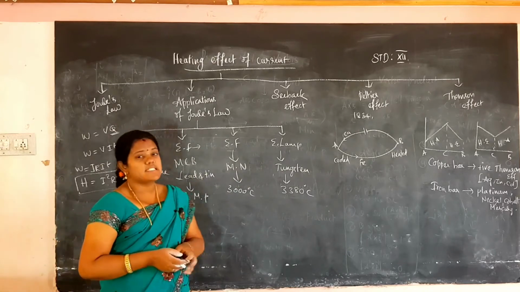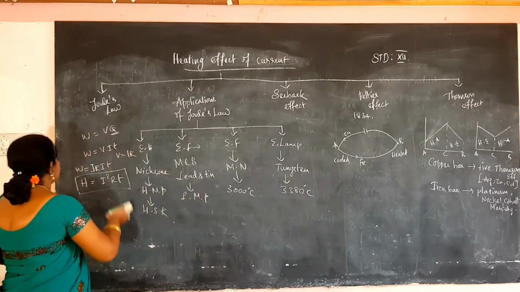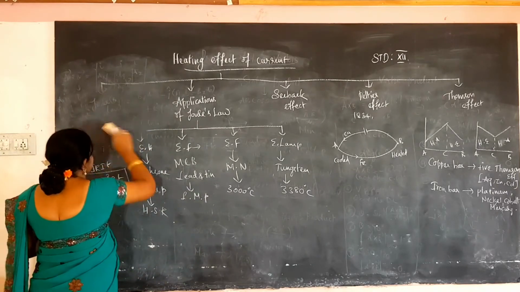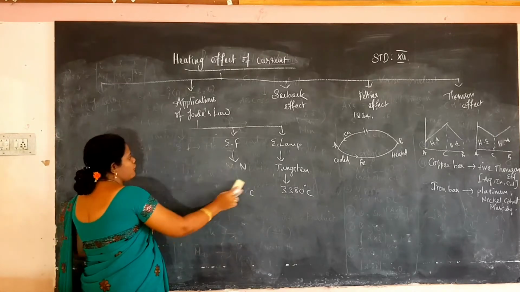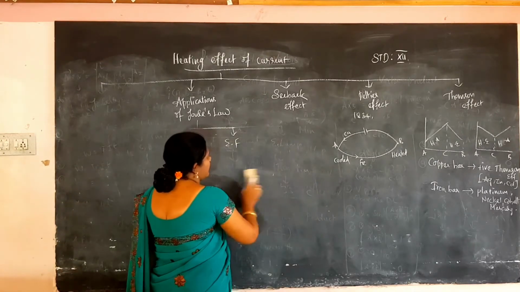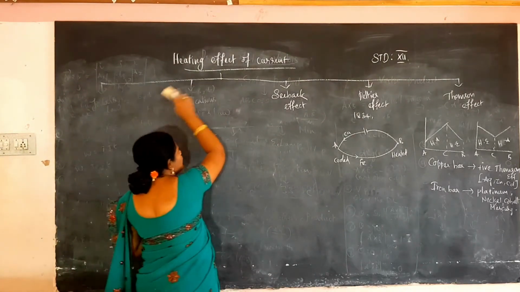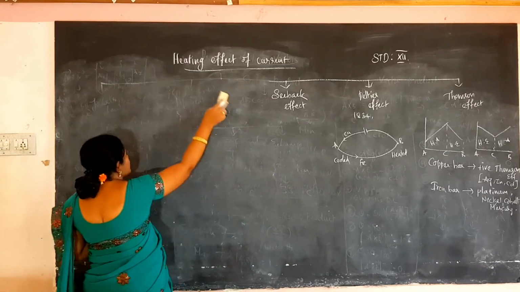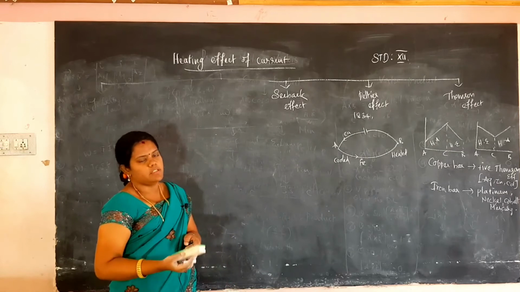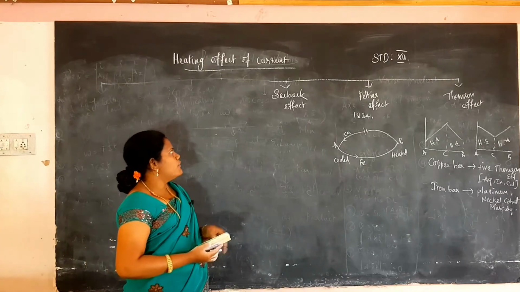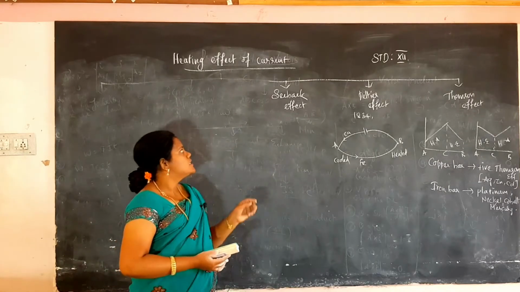Okay, next, the 3 effects: thermoelectric effects. What are the 3 effects? What is the meaning of thermoelectric effect, ma? The thermoelectric effect explains the conversion of temperature difference into electricity, or electricity into temperature difference. It acts vice versa. So it explains the conversion of temperature difference into electrical energy and electrical energy into temperature difference. So there are 3 effects: Seebeck effect, Peltier effect and Thomson effect.